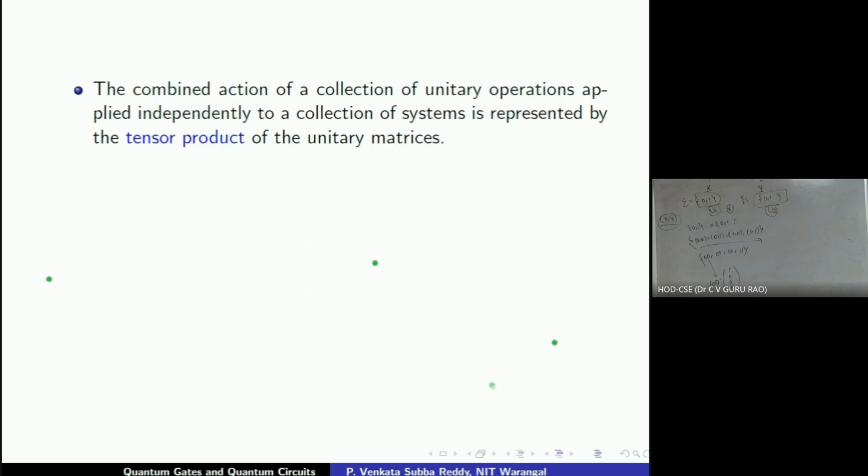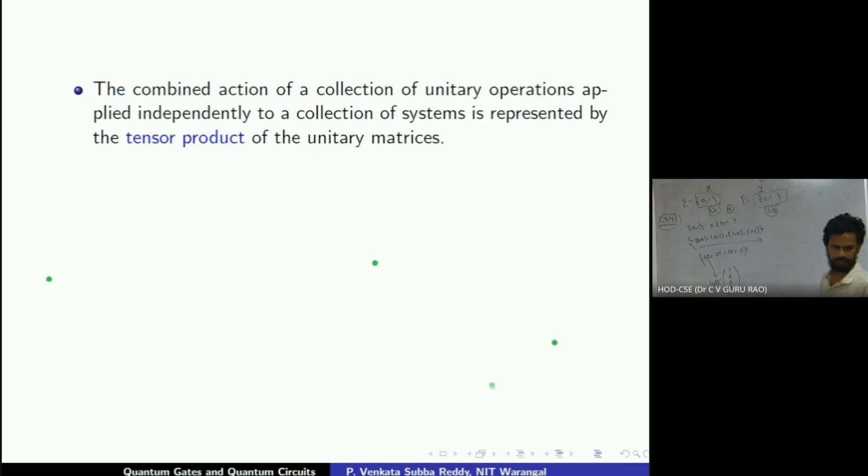Let us say we have two systems, system X and system Y. System X classical state is sigma, system Y classical state is gamma. So combiningly we are viewing XY as a single system. What is the classical state set of the X, Y system? Cartesian product of both respective states.